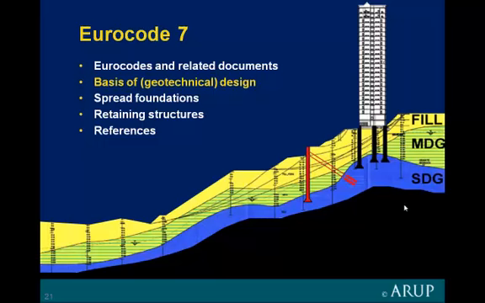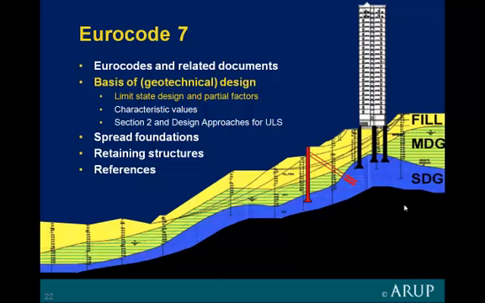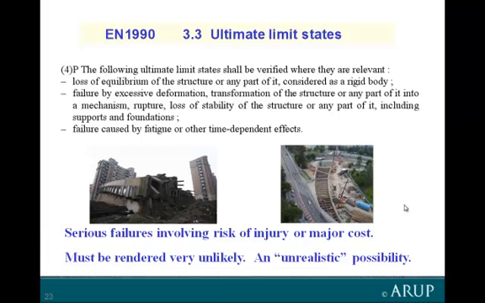So coming on then to basis of geotechnical design, we need to think about limit state design, which all the Eurocodes are based on, and partial factor systems, characteristic values, and the issue of design approaches for ultimate limit states. To get a background, we need to go back to EN 1990. This introduces the terminology of limit state design, and it asks that you should look at ultimate limit states, where there is a loss of equilibrium of the structure, or it could be failure by excessive deformation or transformation of the structure into a mechanism, rupture.